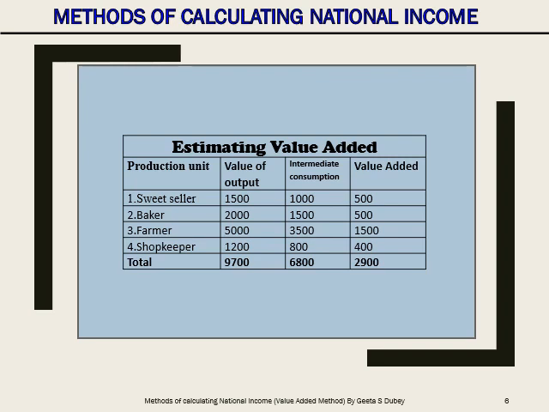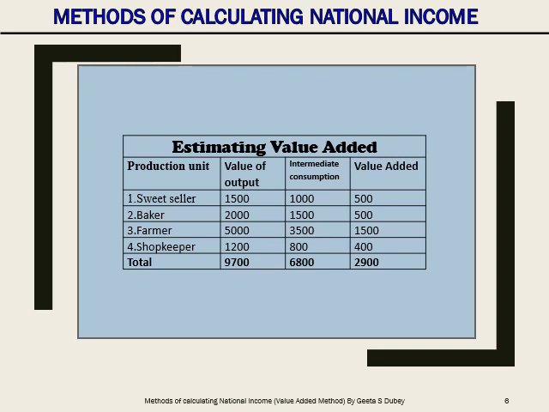The first column shows the production unit, which shows four production units. They are the sweet seller, the baker, the farmer, and the shopkeeper. Value of output is the second column. Here we calculate value of the total goods that they have produced. So, how do we calculate it? If we know the quantity of output, we can find value of output by multiplying it with the market price.